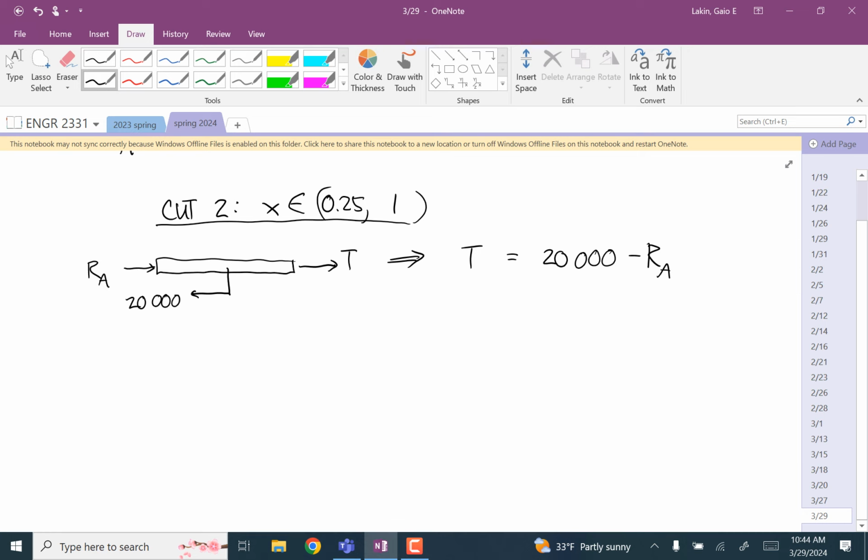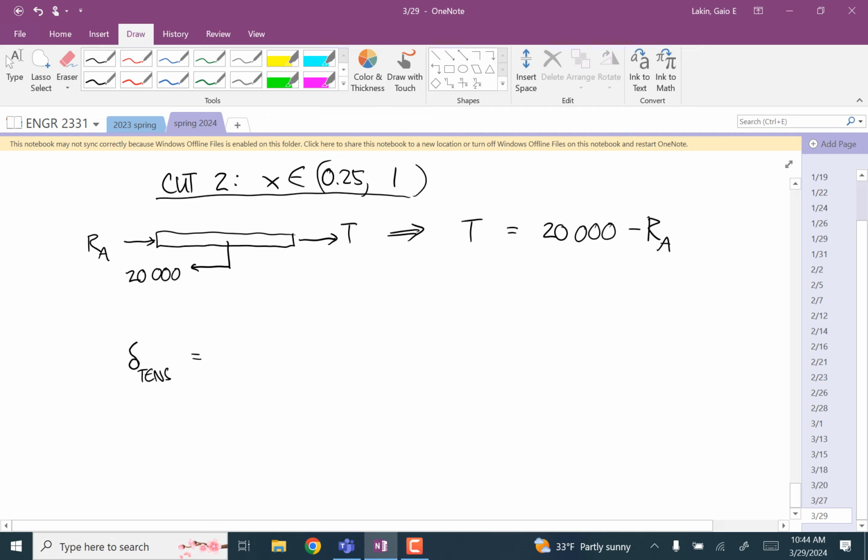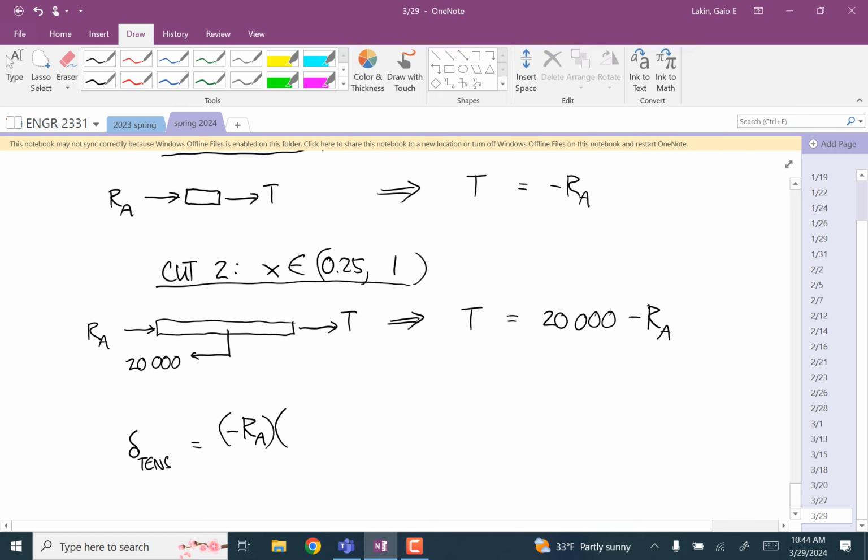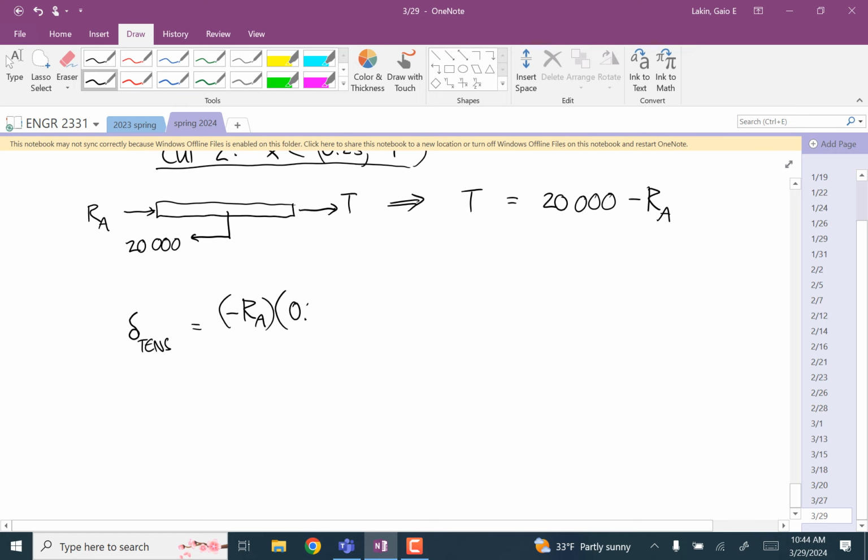And now we'll calculate the change in length due to internal tension. This is going to look exactly the same as what we had before. So we have negative RA times the length of 0.25. This time we would have seen that we couldn't do this problem without knowing Young's modulus, so we'll put that in, and the cross-sectional area.